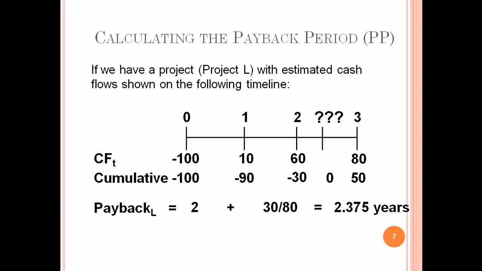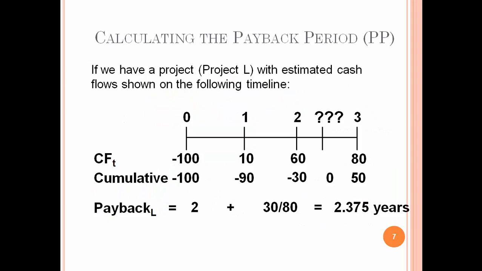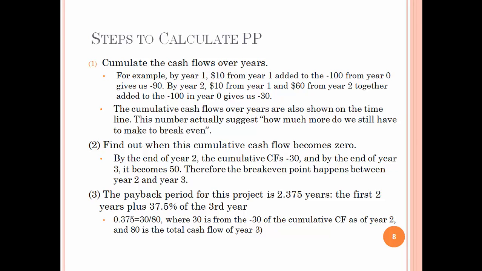So to calculate the payback, we follow the following steps. Step 1, we accumulate the cash flows over years. So for example, year 0, that is a negative 100, which is the investment required. By year 1, if we accumulate the two cash flows, negative 100 and positive 10, we get negative 90. So this is what we meant by accumulating the cash flows. The cumulative cash flows over years are also shown on the timeline. This number actually suggests how much more we still have to make to break even.